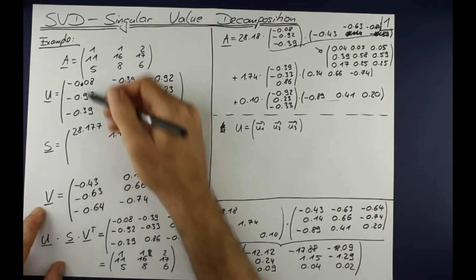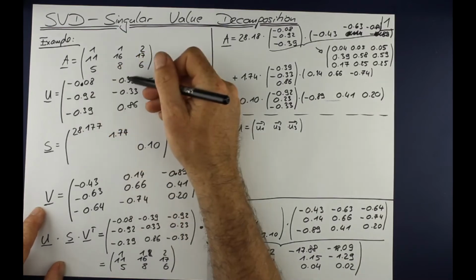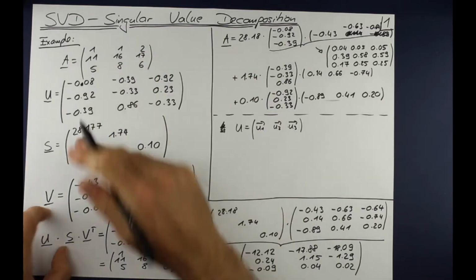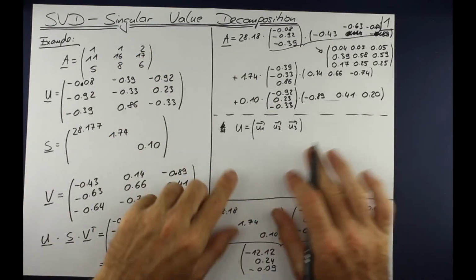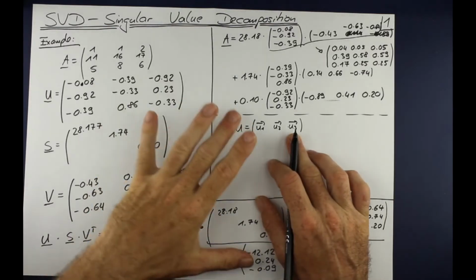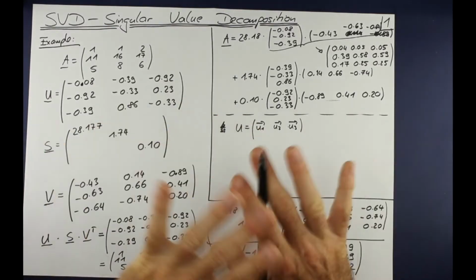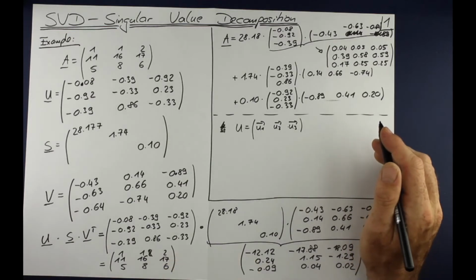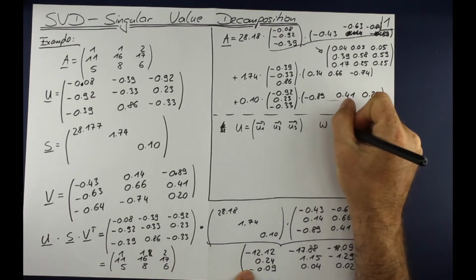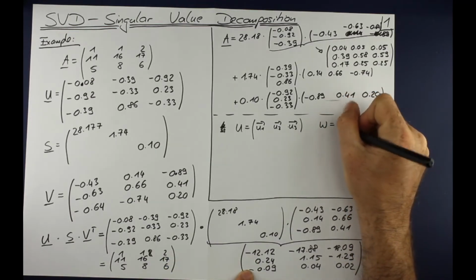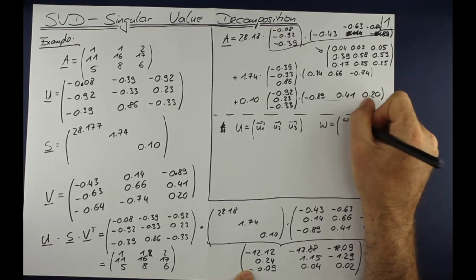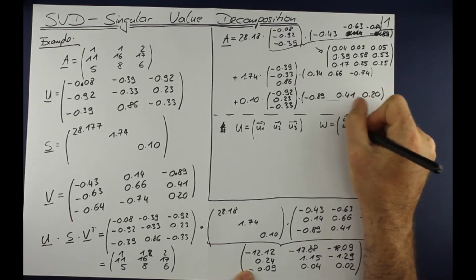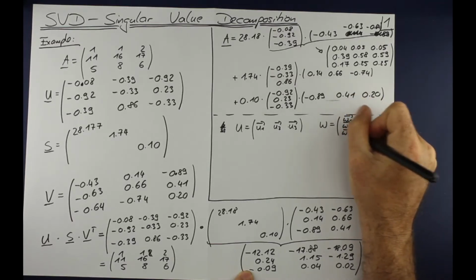That means this is U1 vector, U2 vector, U3 vector, and you can take whichever matrix you want. It does not need to be orthogonal, nothing, take whichever matrix you want. Let's take a matrix, let's say W, and it consists of lines. So this is line W1, line W2, line W3.